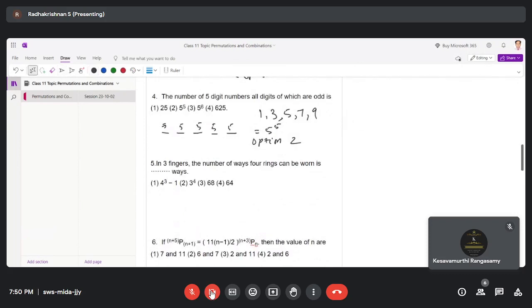In 3 fingers, the number of ways 4 rings can be worn is dash. Yeah, anybody? Option 4, 64. Okay. Anybody else?